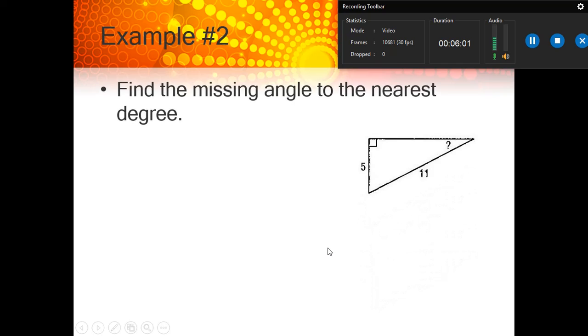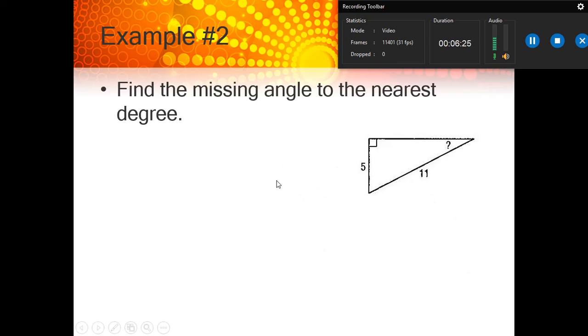In example 2, they want us to find the missing angle to the nearest degree. Again, they're using a question mark. So if I'm here, I can identify 5 as opposite, and 11 is the hypotenuse. See how it's across from the 90-degree angle? That will always locate the hypotenuse for you. So opposite and hypotenuse, SOH.